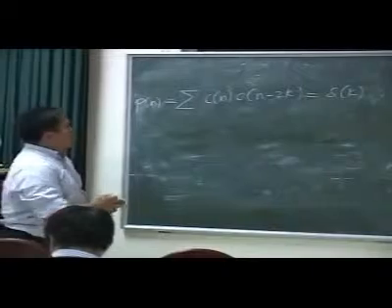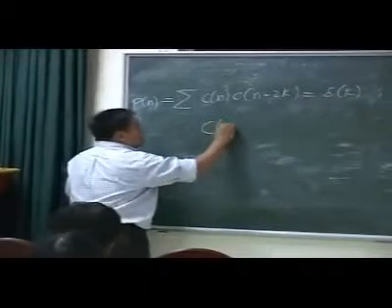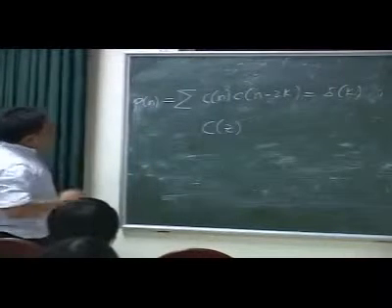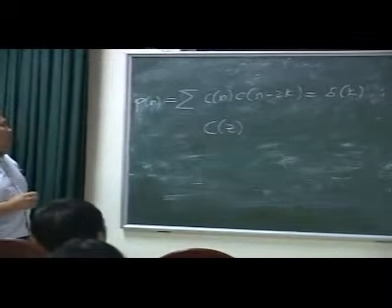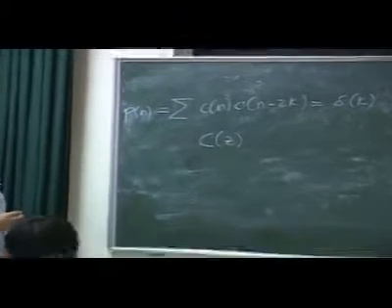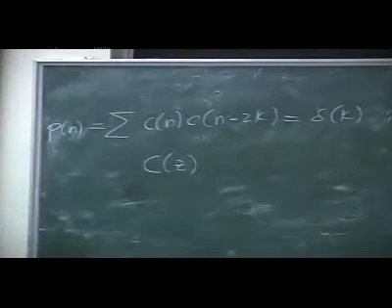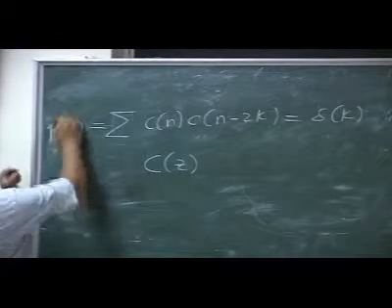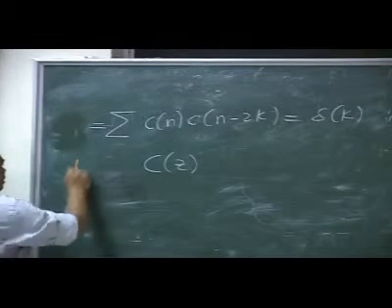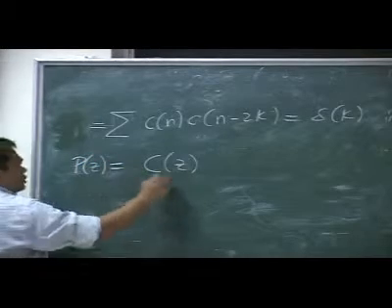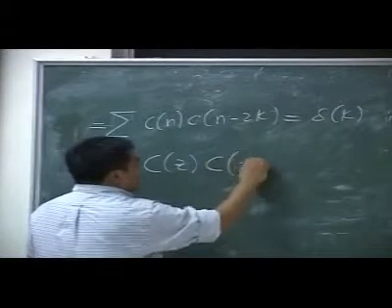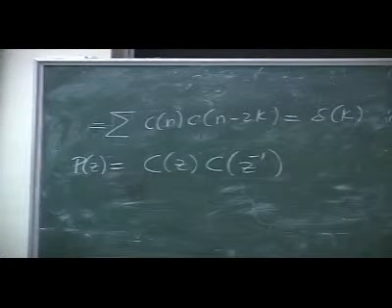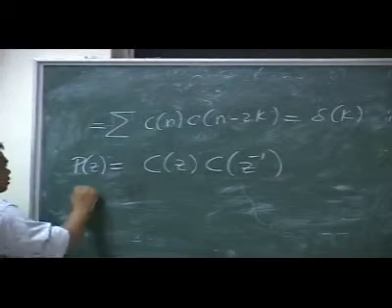Well, what does it mean? It means that I have C of Z. How do I explain this? Let's define P of Z. It's C of Z times C of Z inverse. Okay? Can you tell me what does P of n look like?